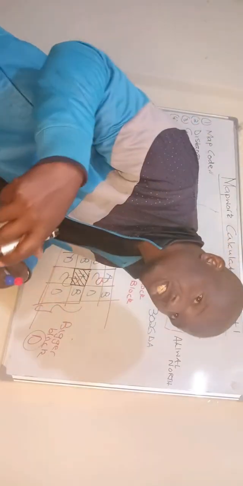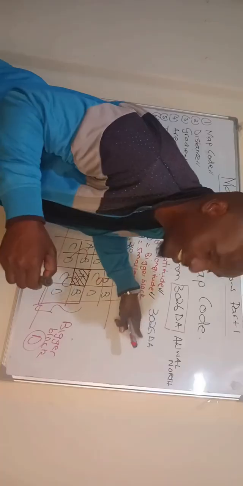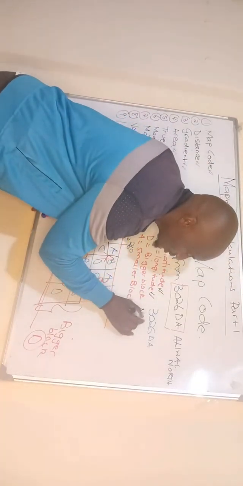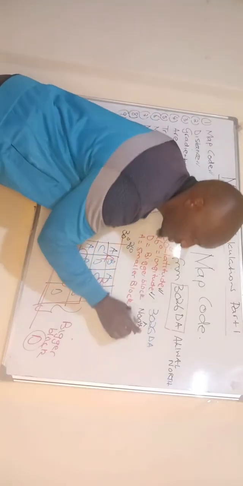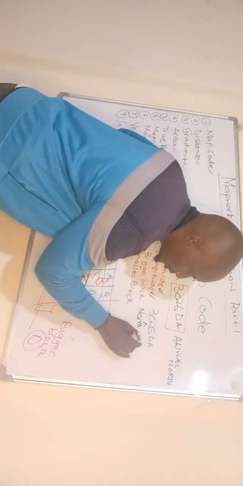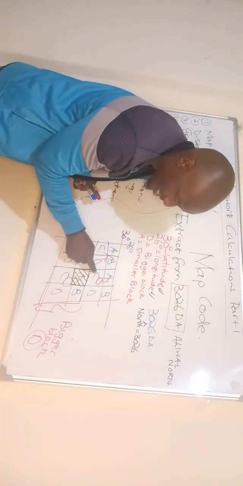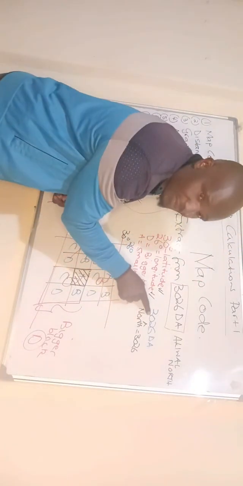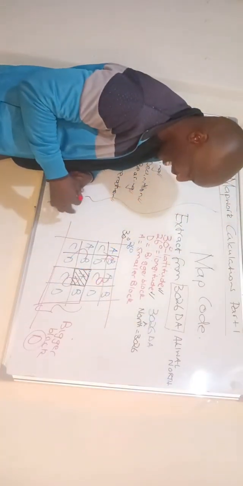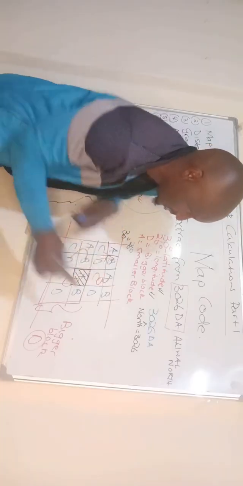A question can be multiple choice. They can ask, what is the map code north of 3026 DA? So what you do now, your latitude remains the same, your longitude remains the same, but you now have to check here. This is your DA. What is to the north? What is to the north is the sea, and the sea has got a bigger block B, so the latitude remains the same, the longitude remains the same. It is going to be 3026 BC.